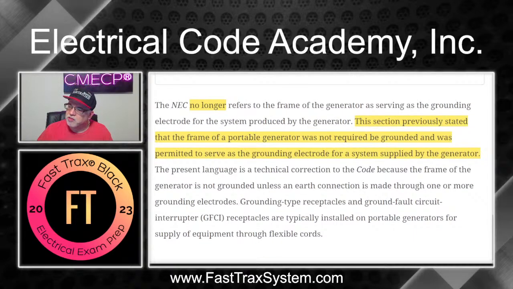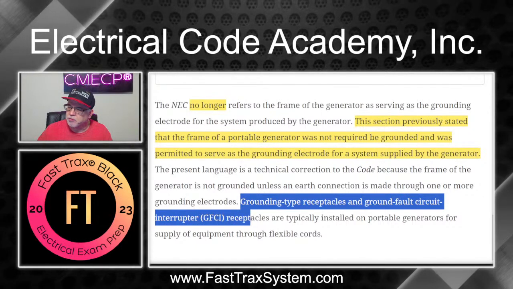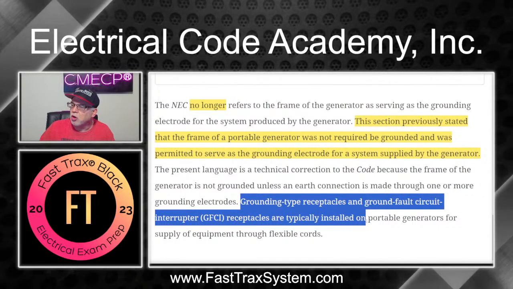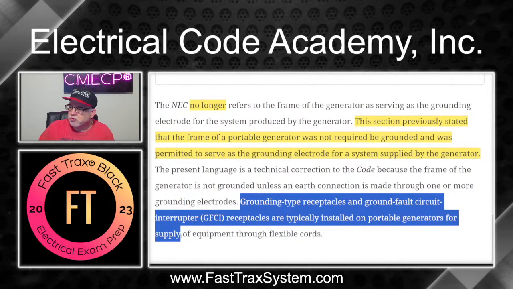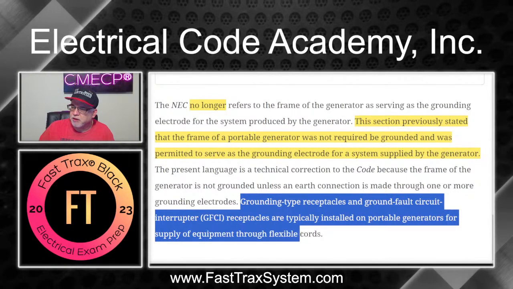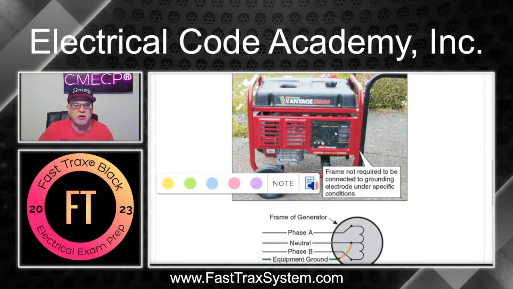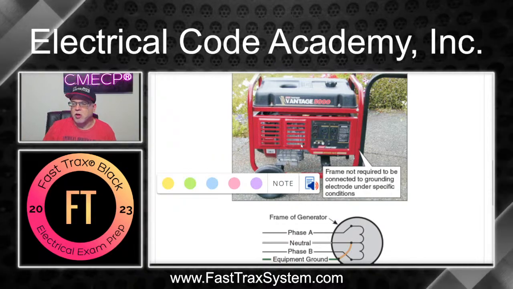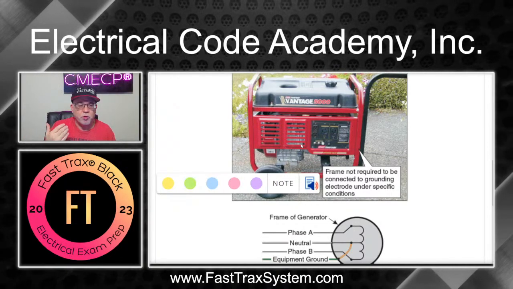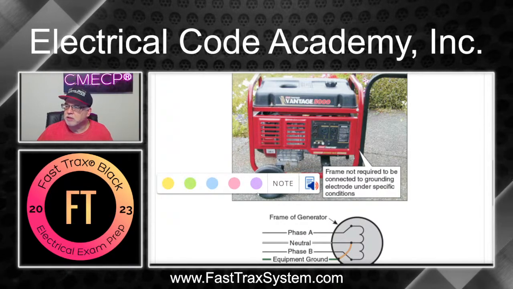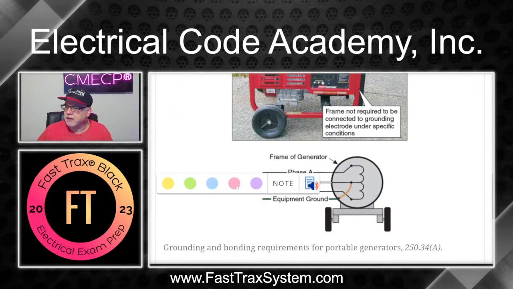Now, it also goes on to say grounding type receptacles and ground fault circuit interrupter receptacles are typically installed on portable generators for supply of equipment through flexible cords. Okay, so we kind of saw that here in this illustration. Here are the receptacles. Everybody's seen it. You go buy your portable generator, whether you use it for a job site, construction site, campsite, however you want to do it, that's your portable generator.